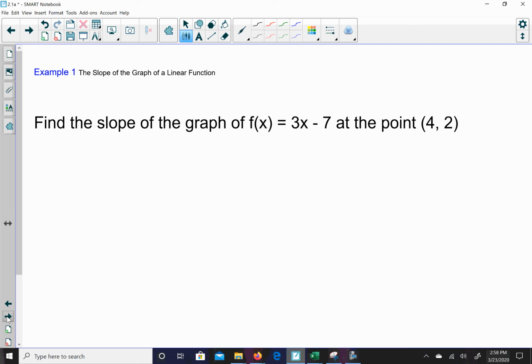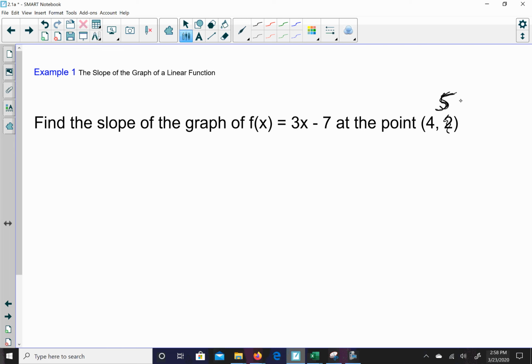All right, so find the slope of the graph of f of x, where f of x is equal to 3x minus 7, at the point 4, 2. That's a typo. It should be 4, 5, because if I put 4 into this equation, it would be 12 minus 7, which is 5. So make that correction on your note sheets now, if I haven't done that already.